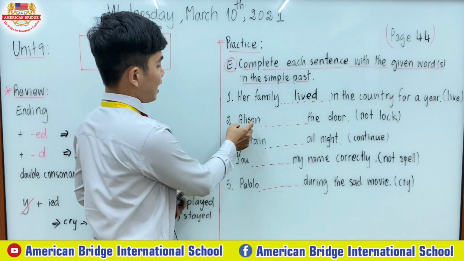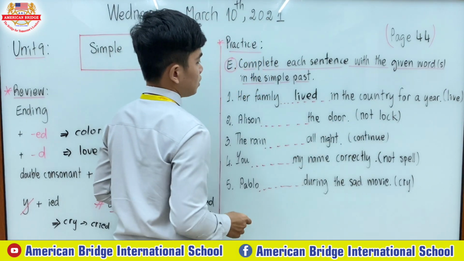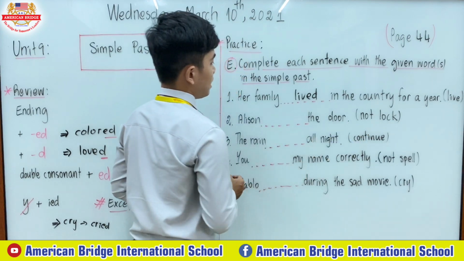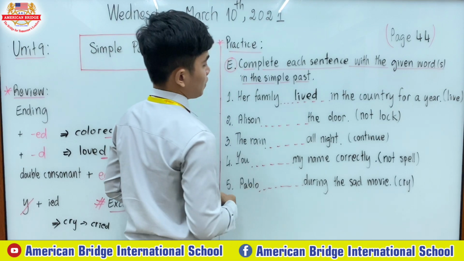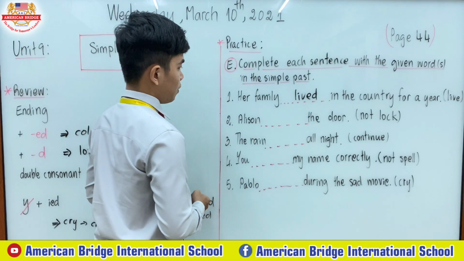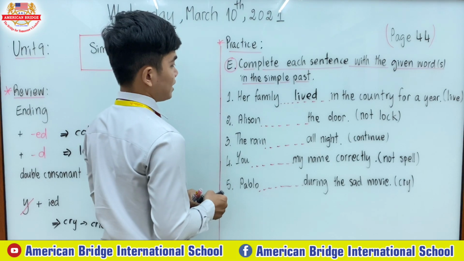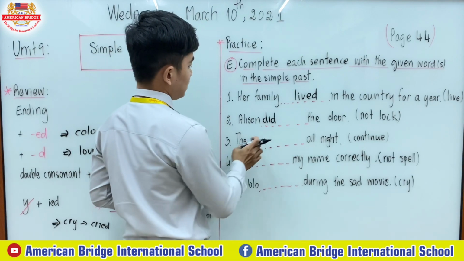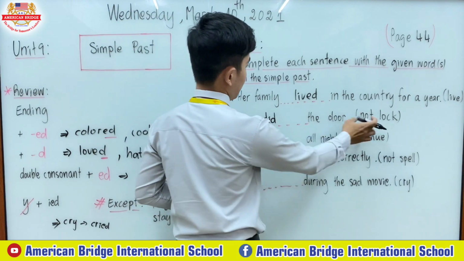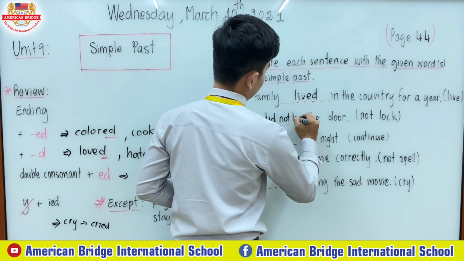Number 2: Allison, the door not locked. In this sentence it is about the negative form. As you can see, the word not represents the negative form. How can you make the negative form of the simple past? We just need the word did. Just add did and not. Did not lock.